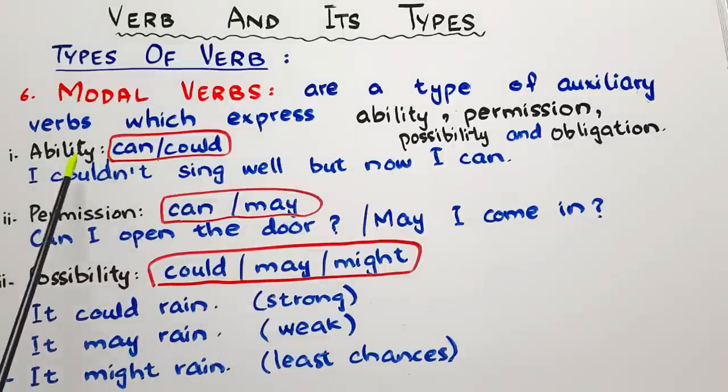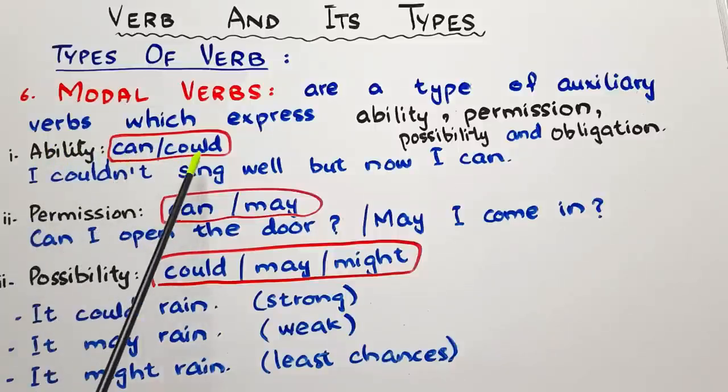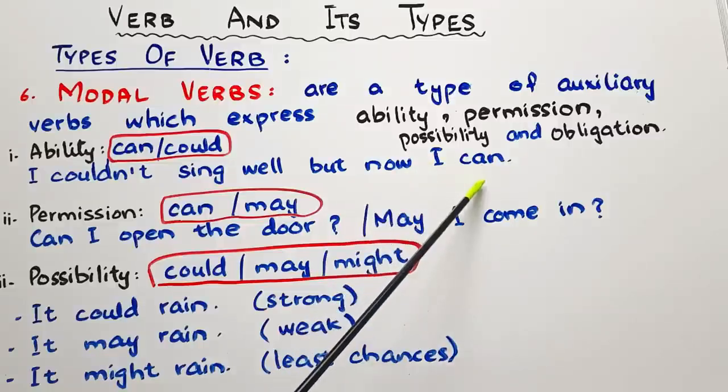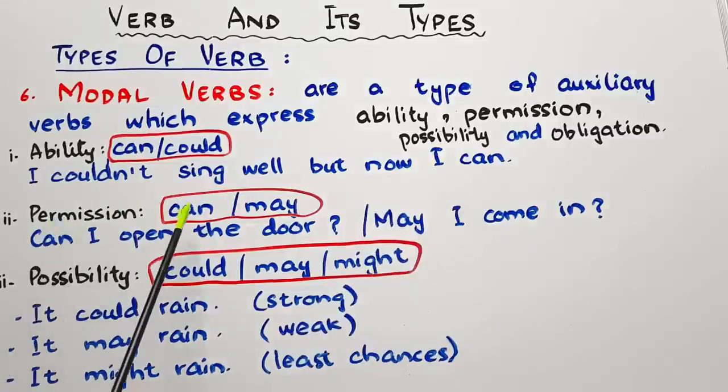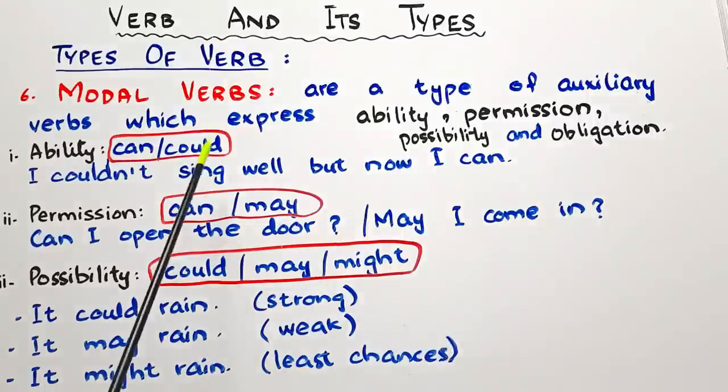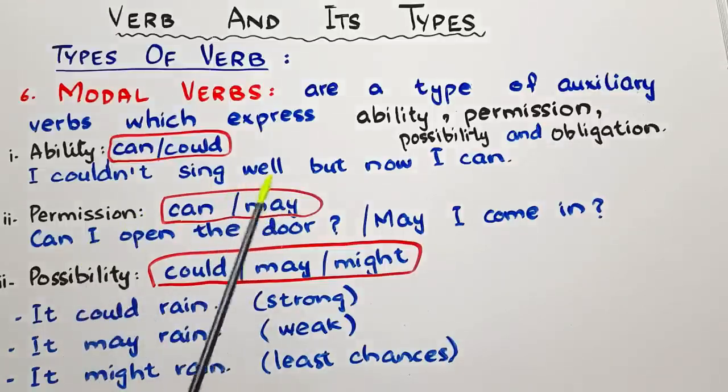The modal verbs that you can use for ability are can and could. Could we use for the past tense and can is for present. I couldn't sing well, but now I can. For permission, we can use can or may, like, can I open the door? Or may I come in? We can also use could for permission if we want to be very polite. Like if you want to ask an elderly person to move aside, so you can say, could you move?